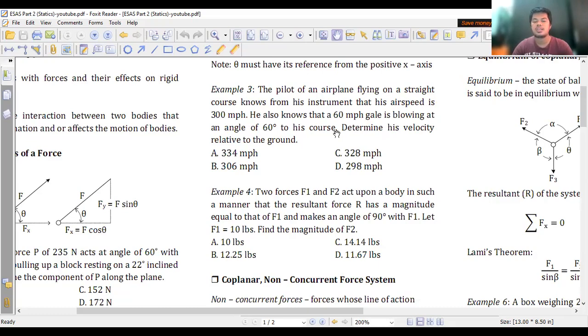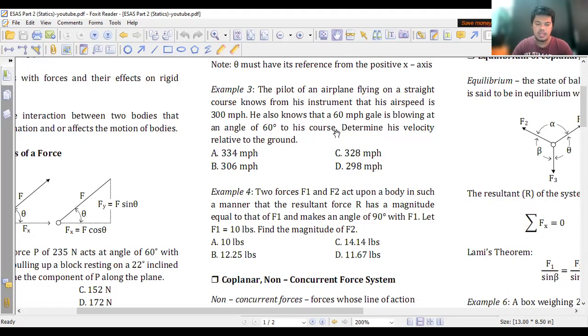So basically that is the speed of the plane. The pilot knows that a 60 miles per hour gale is blowing. Gale is actually another term for strong wind. So a 60 miles per hour strong wind is blowing at an angle of 60 degrees to his course. Determine the velocity relative to the ground.